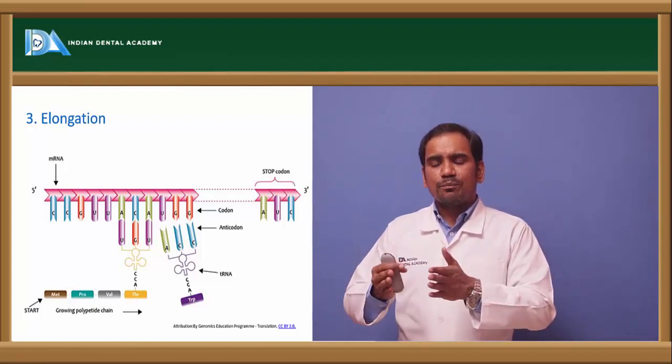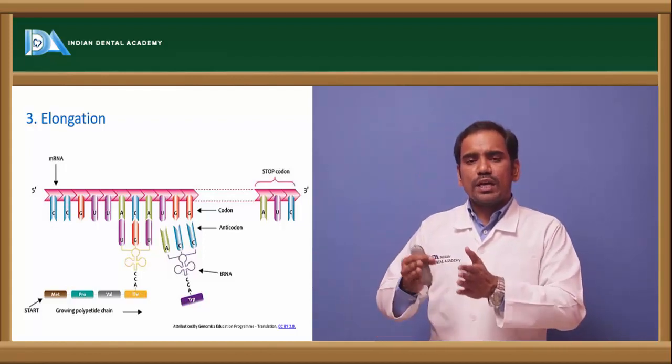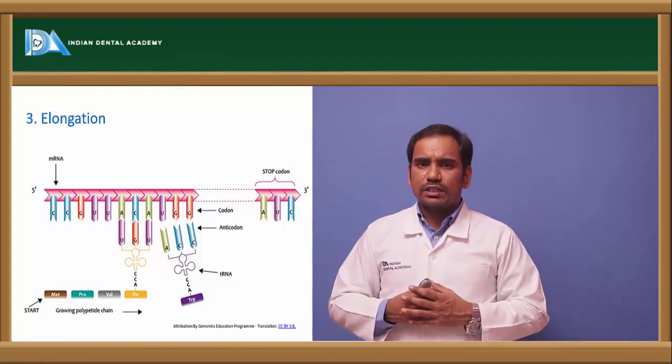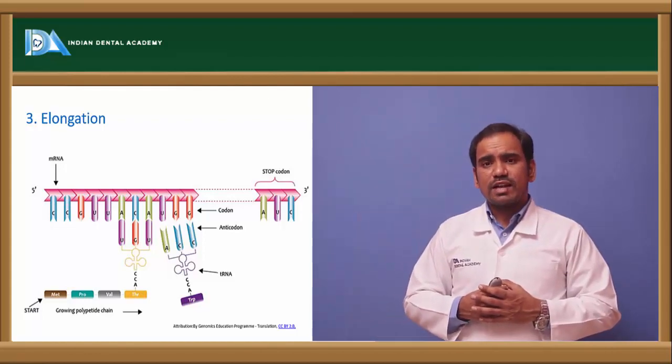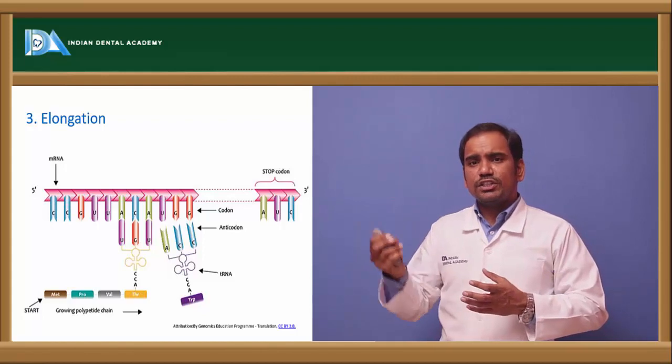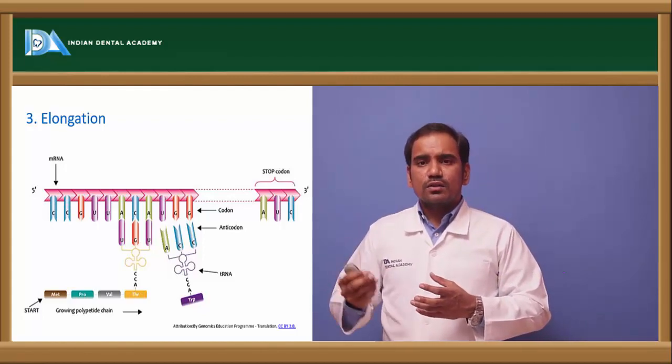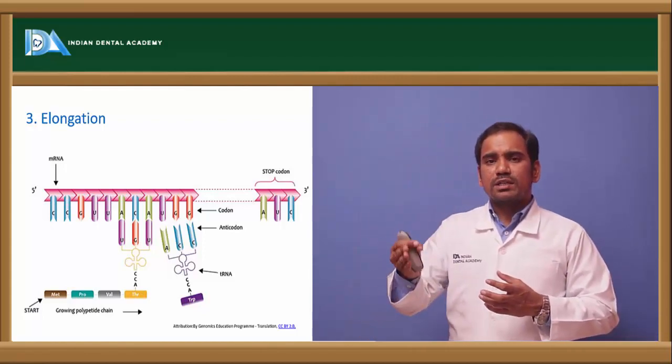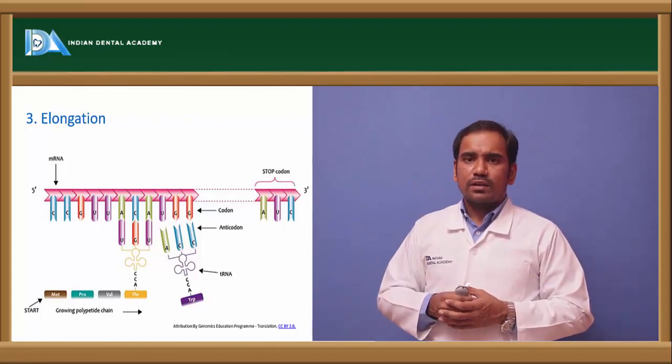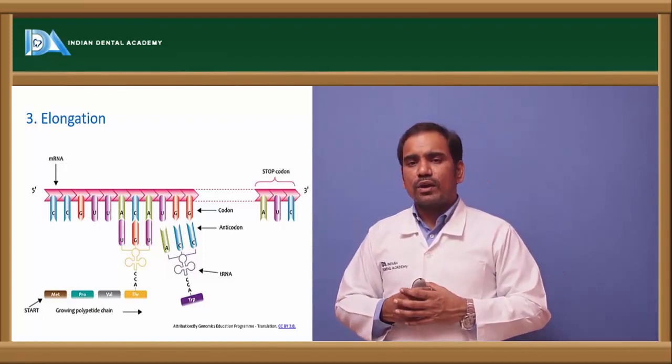So this is how translocation and elongation in translation occurs, by the sequential addition of amino acids based on the codons present in the mRNA. Right? So this is what happens in case of elongation.